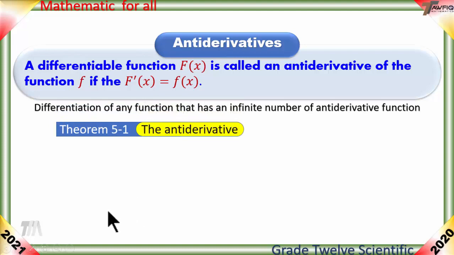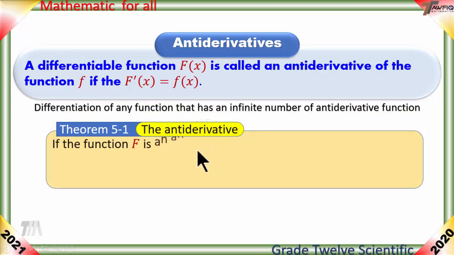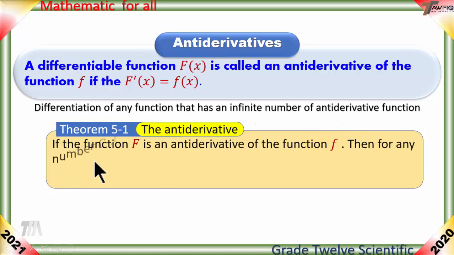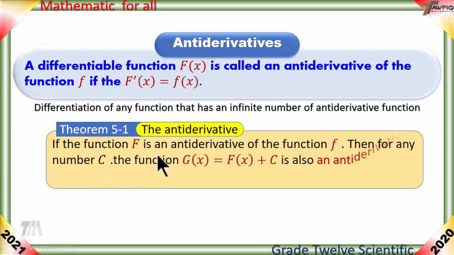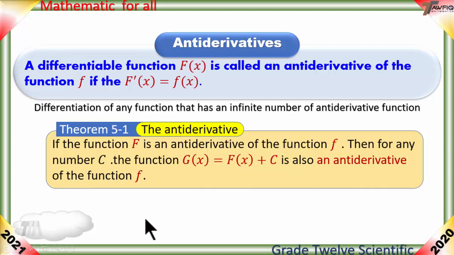Theorem 5.1, the antiderivative. If the function F is an antiderivative of the function f, then for any number c, the function G of x equals F of x plus c is also an antiderivative of the function f.